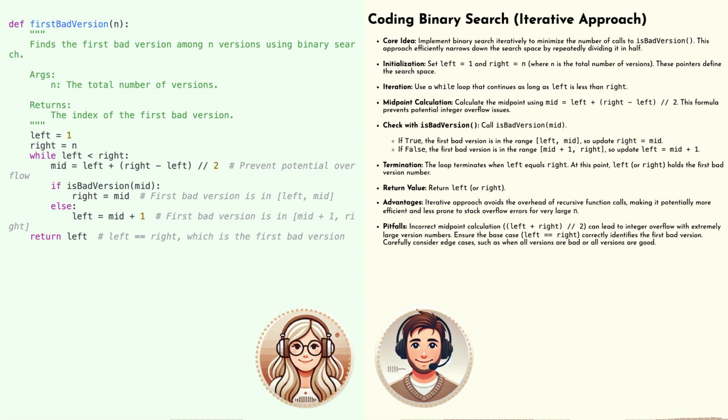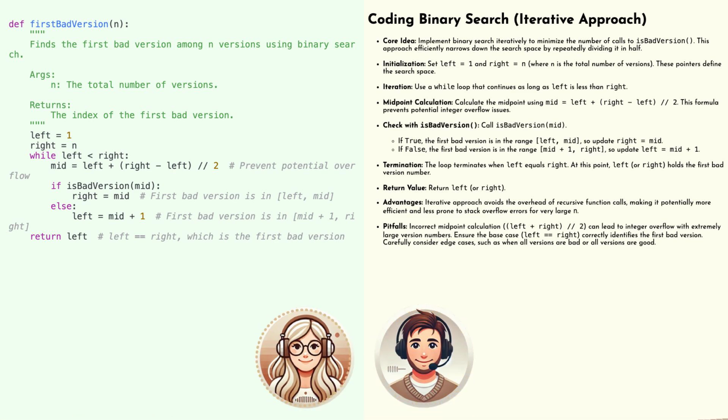What if that mid version is good? If the mid version is good, we know the first bad one must be somewhere between mid plus 1 and right. So we update left to be mid plus 1, getting rid of that left half of our search space. Okay, I see the pattern here. With each step, we're strategically eliminating half of the remaining versions. And we just keep doing this over and over until left and right meet, they converge to the same value. This means we've zeroed in on the exact spot, the location of that first bad version.